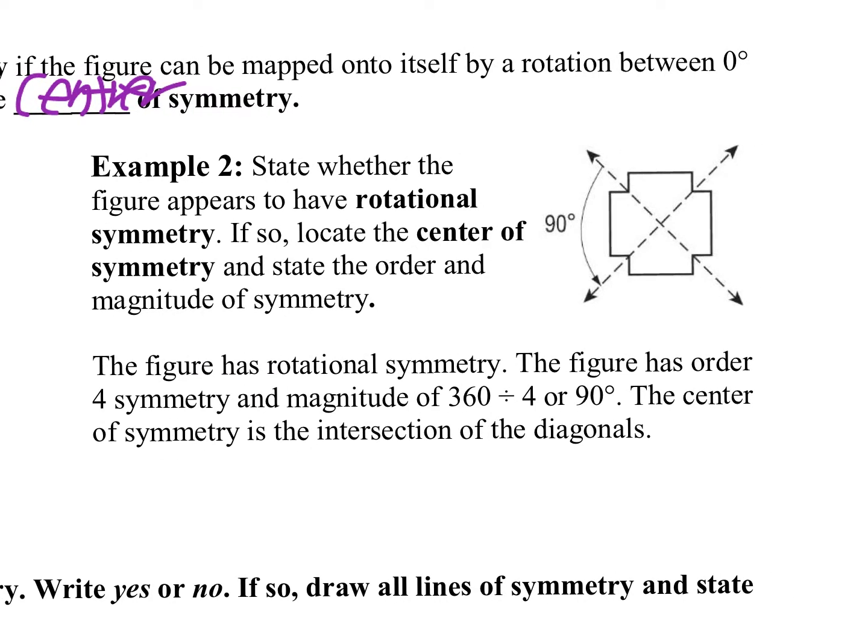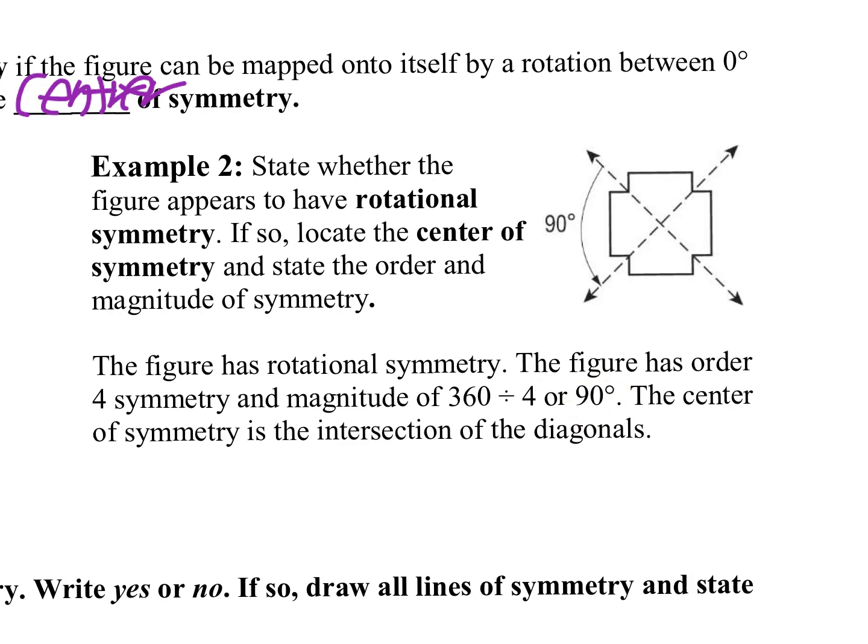Example 2, state whether the figure appears to have rotational symmetry. If it does, locate the center of symmetry and state the order and magnitude of symmetry. Well, this figure seems to be able to rotate 4 times around itself and will still have the same figure. It's mapping onto itself. As such, the figure has order 4 symmetry and a magnitude of 360 divided by 4, also known as 90 degrees.